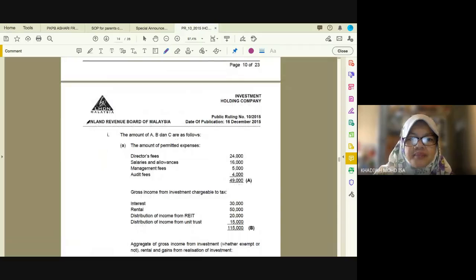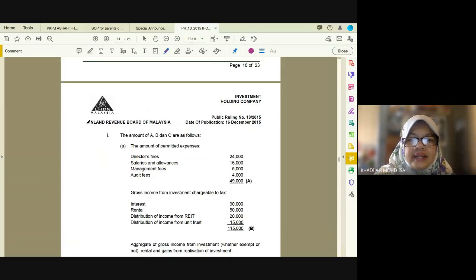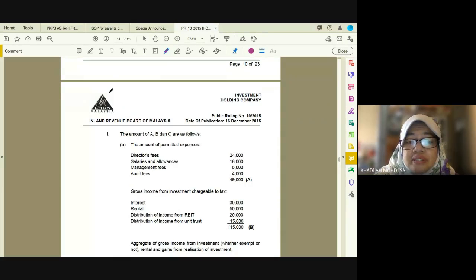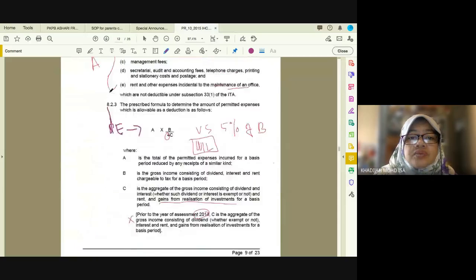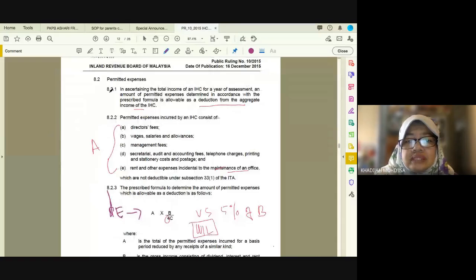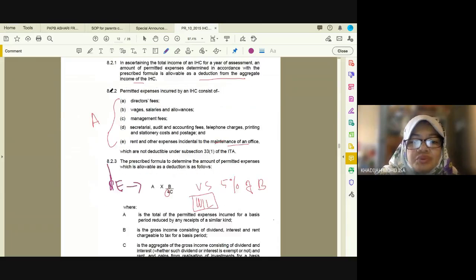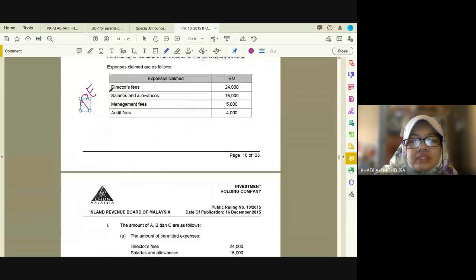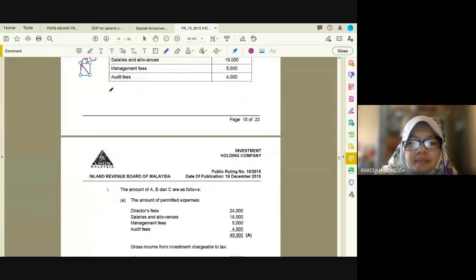The amounts of A, B, and C are as follows. Look at A. What is A? A is the permitted expenses. So director fee, salary, allowance, management fee and audit fees are all allowable, because the law allows this kind of expenses. You have to go back to what the permitted expenses are under the law. All the expenses given are permitted expenses, so in total you have permitted expenses of 49,000. Are you following so far?